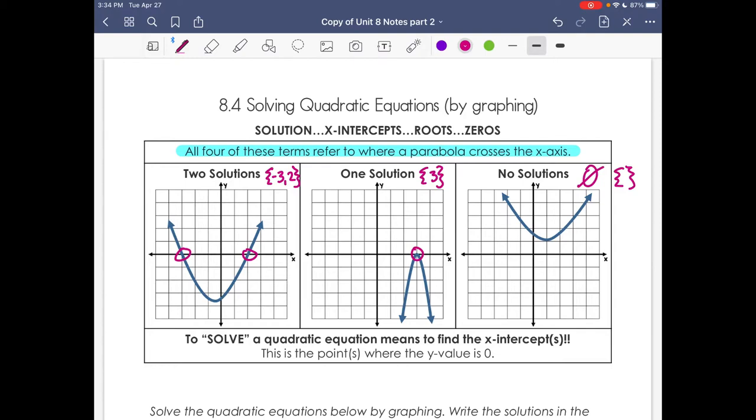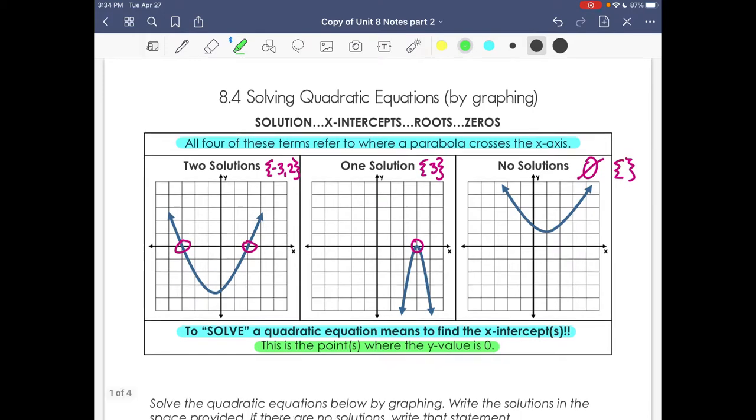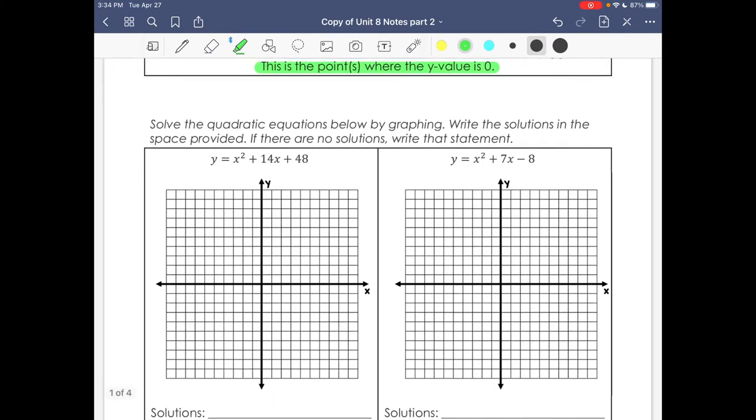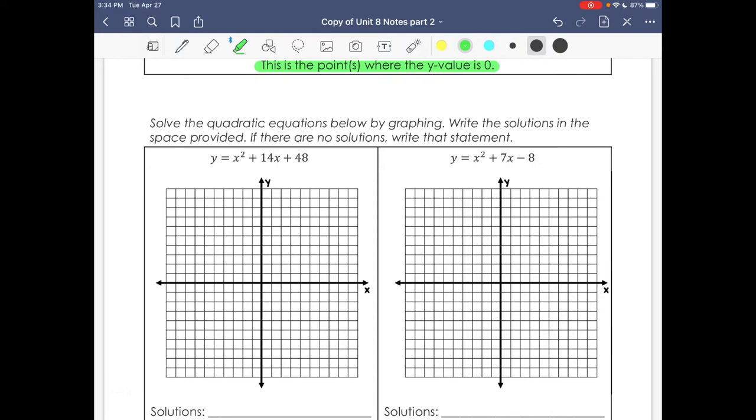So to solve a quadratic equation means that you're finding the x-intercepts. This is also the point where the y value is 0. So that stuff is down here at the bottom, and it is really important. So y is 0 on the x-axis. All right, so in order to solve a quadratic equation, you're going to graph it and then figure out where it crosses the x-axis and write the solution on the space at the bottom. If there are no solutions, then we're just going to put no solution.